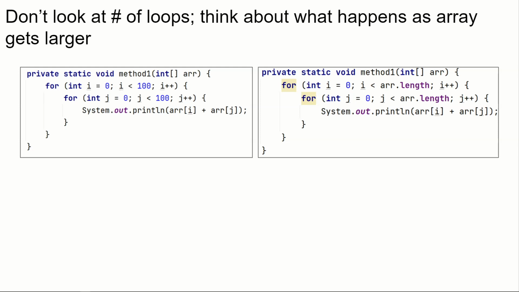Okay, so the second big idea to come out of yesterday was, it's tempting to look at the loops. It's tempting to look at two nested loops and say, oh, that must be n squared. But don't look at the number of loops. Instead, you need to think about the idea of Big O, which is how does the number of steps grow as the input size grows? So don't look at loops. Think about what happens as your array gets larger.